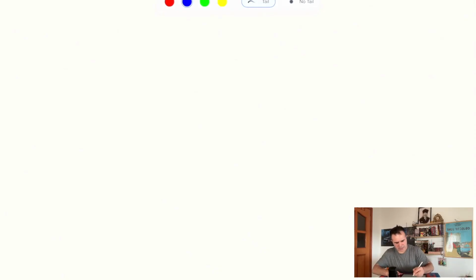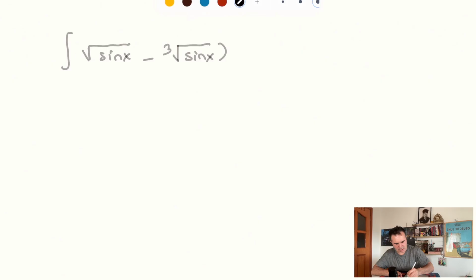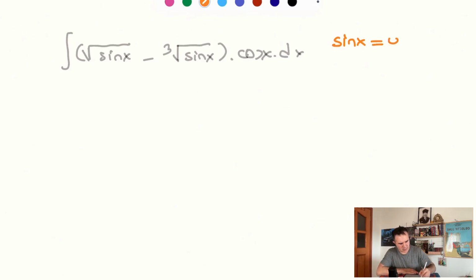And the integral is the integral of (square root of sine x minus cube root of sine x) times cosine x dx. We will say that sine x is equal to u here, and the derivative of sine x, cosine x times dx, is equal to du. Now in the integral we rewrite sine x as u and cosine x dx as du.